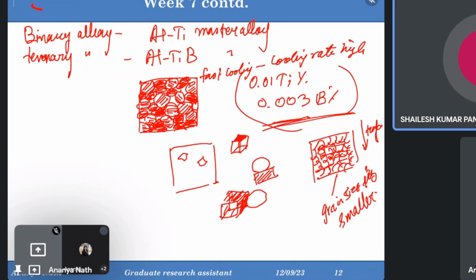Okay, yes, ma'am, now understood. Means if they have some preferential sites, they will get attached and may have some growth. The growing of the grain will take place, right? Okay. Then what about the grain boundary area, if they are finding some preferential sites? Will this grain boundary area decrease or increase?